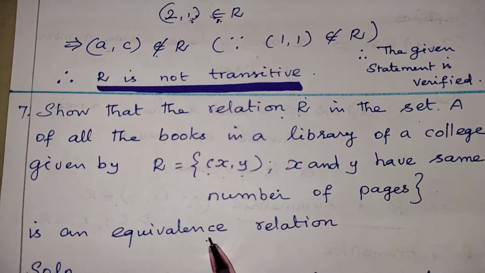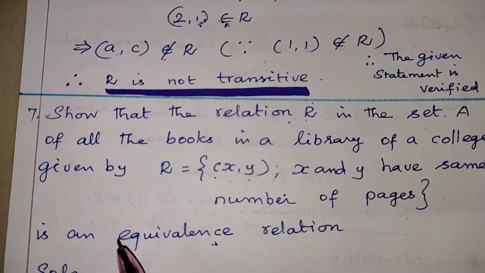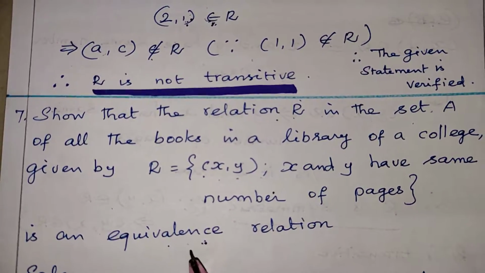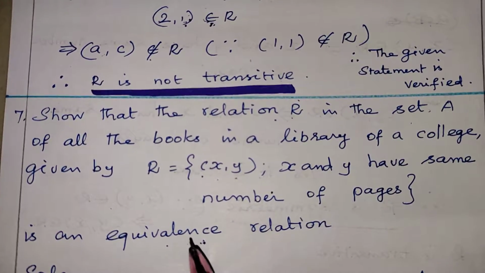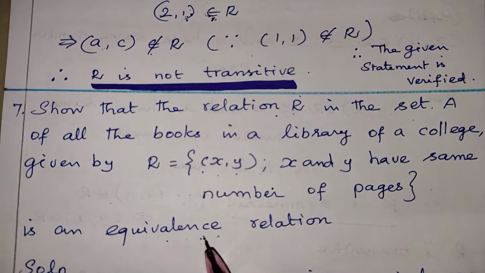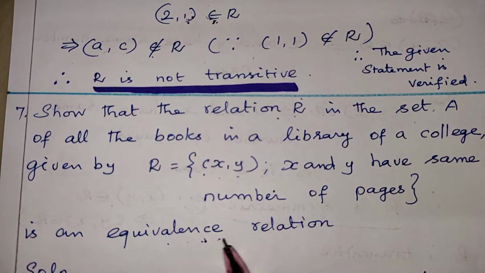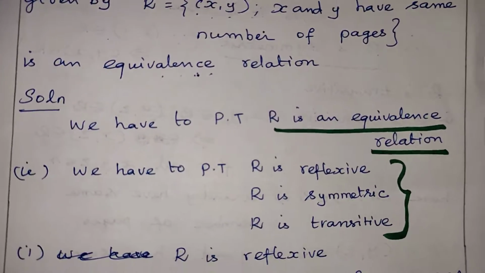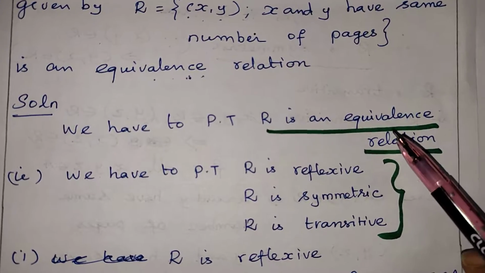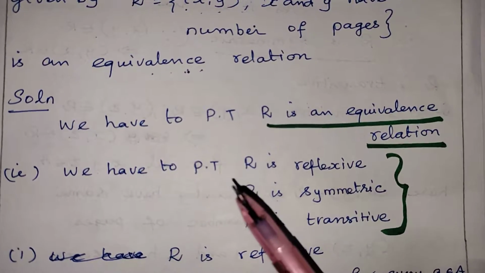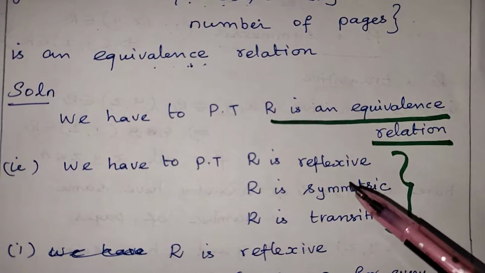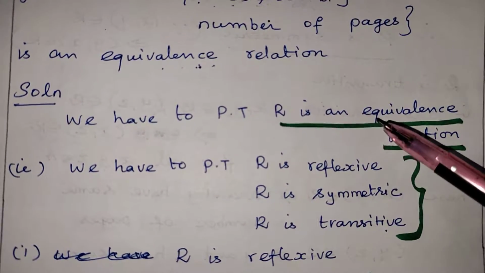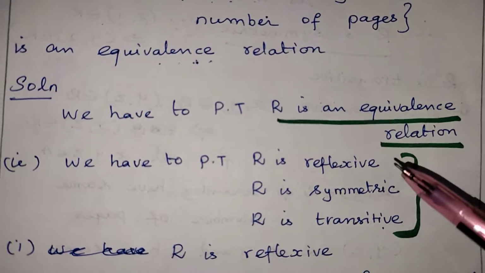Equivalence relation is one new concept here. Equivalence relation means it satisfies the symmetric, transitive and reflexive conditions. Then only we can say that this R is an equivalence relation. Now we have the solution here. We have to prove that R is an equivalence relation. That means we have to prove that R is reflexive, R is symmetric, R is transitive. If these three conditions are true, then we can say that R is an equivalence relation.